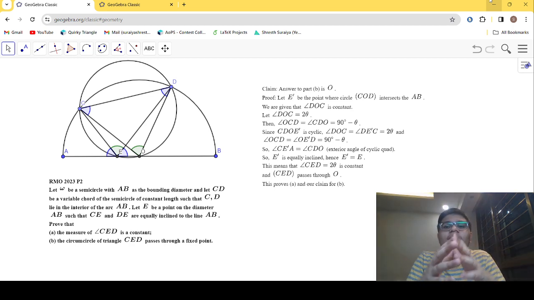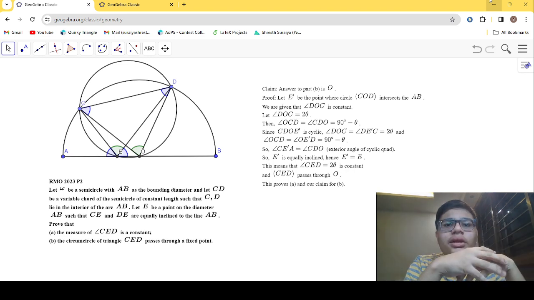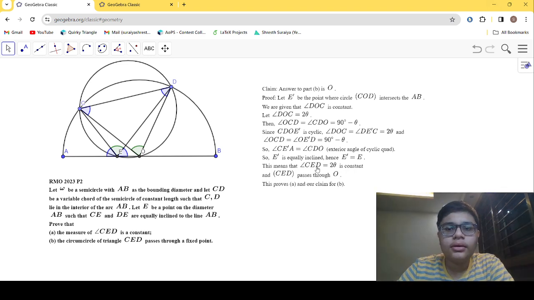So today we will be discussing the second question of RMO 2023. So it's again a geometry question. So I have the diagram here.